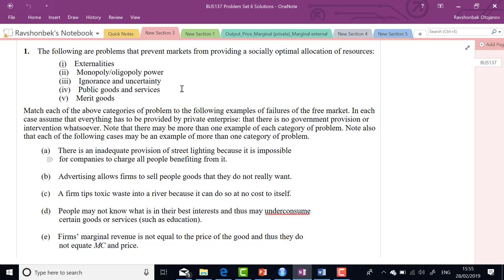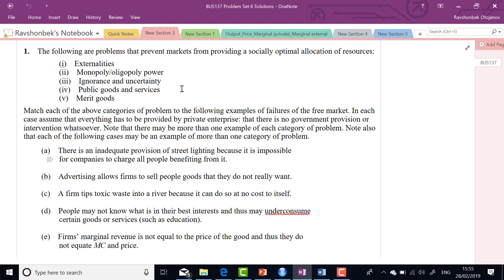A firm tips toxic waste into a river because it can do so at no cost to itself. What was it? I didn't hear it. Externality. Is everyone happy with it? It's a negative externality, yeah? No, no, it cannot be, no. You can say the firm is ignoring the negative externality to others, but then it's not.